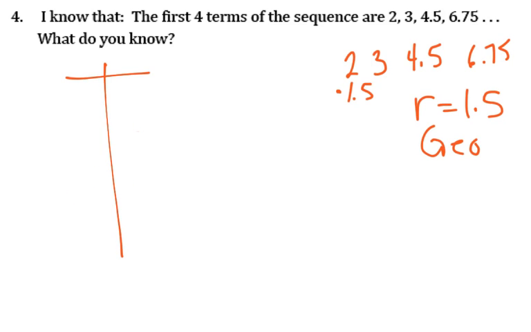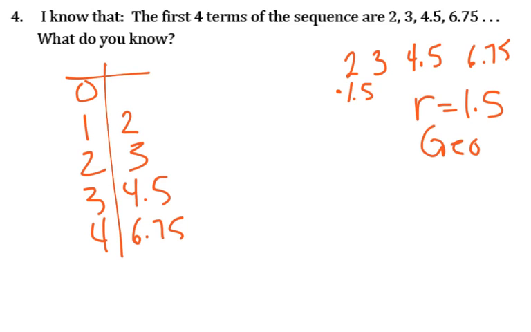Then I can turn it into a table. So we'd have 1 and 2, 2 and 3, 3 and 4.5. Our fourth term would be 6.75. Could we go backwards? Well, yeah, we could. What times 1.5 would give us 2, though? That's kind of a tough number to figure out. So I'd go 2 divided by 1.5, which would be 4/3. 4/3 times 1.5 would give us 2.